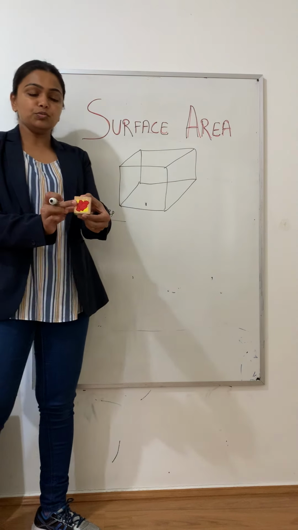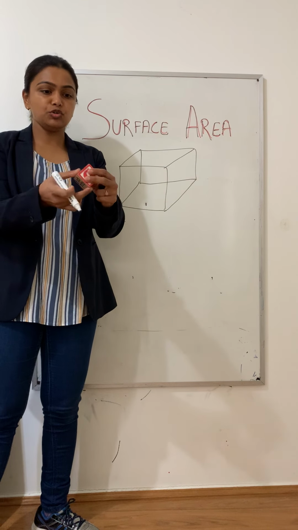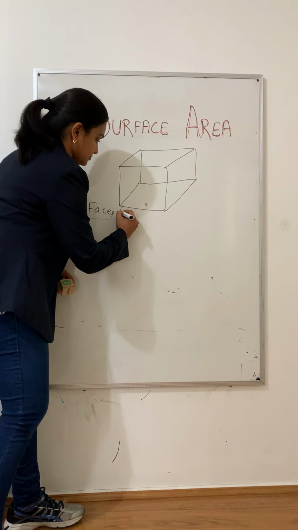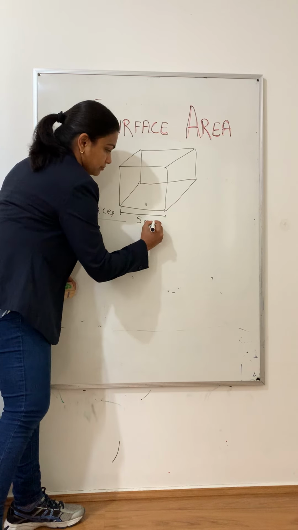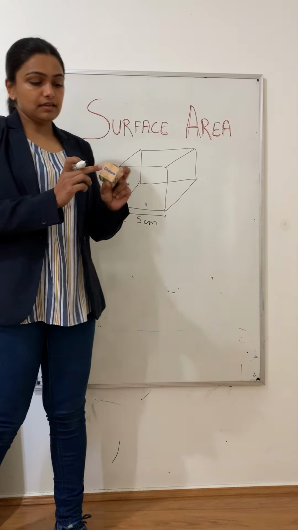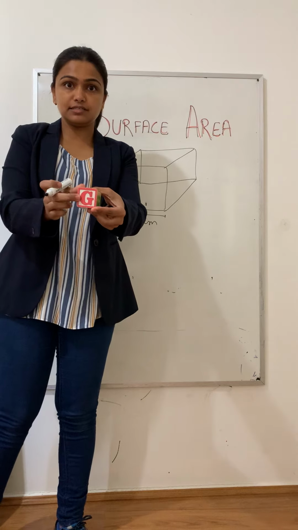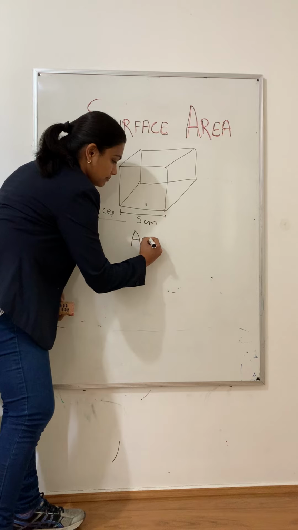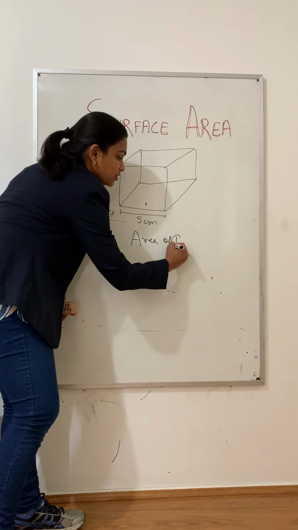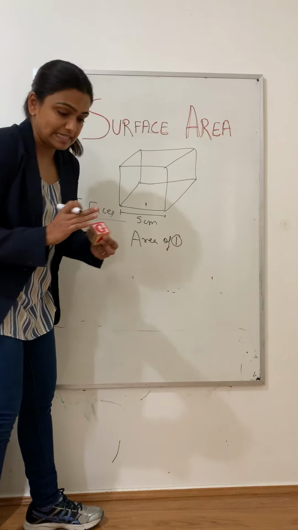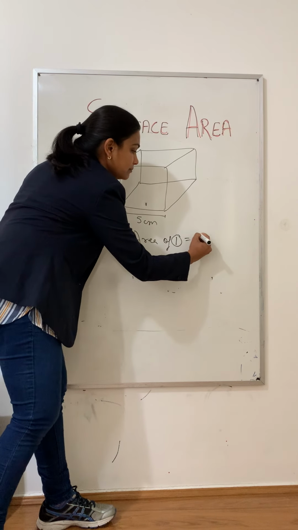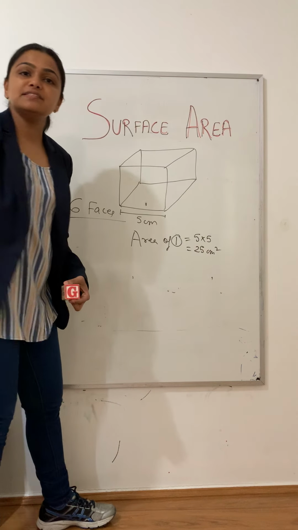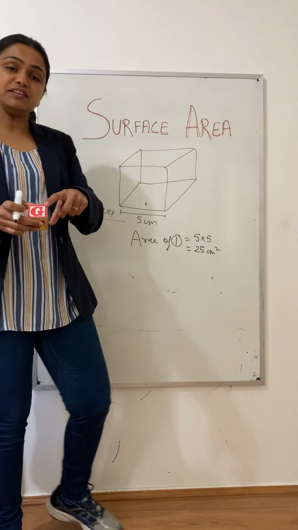So let's find the surface area of this cube, and one of the lengths of the sides is 5 centimeter. Let's say this where G is written, it is side number 1. So let's find out the area of one side, one face. Let's call it a face. It will be 5 times 5, 25 centimeters square.